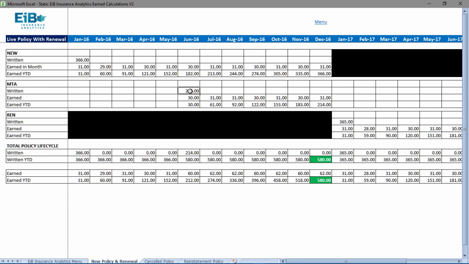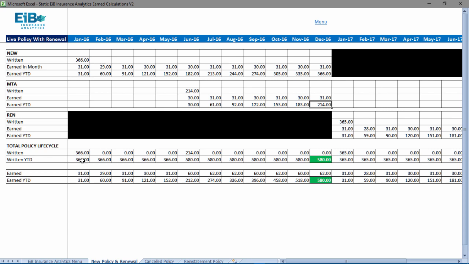That comes in obviously from a written perspective as that number in that month, and then it's earned through the remaining months from that date to the end of the policy. So if you look at this now, we have the 366 written, 366 earned at the end. We have the 214 written, 214 at the end on the mid-term adjustment. And then if we look at total policy life cycle, we've broken that down between written premium and written year to date, and earned premium and earned year to date here. And you can see how that builds up.